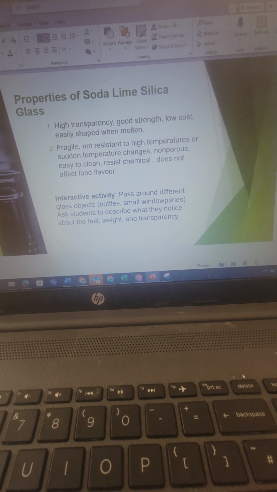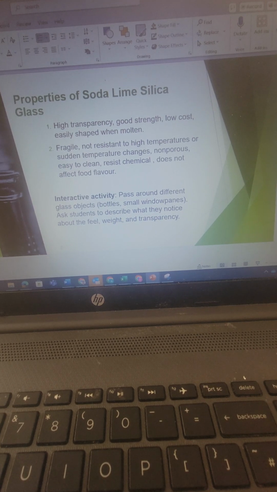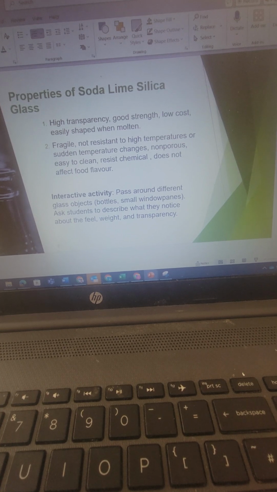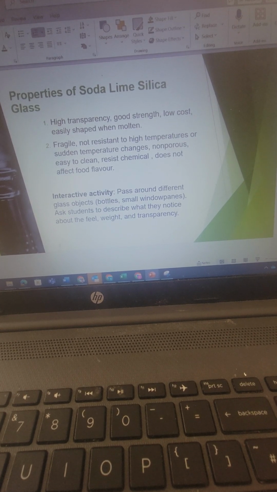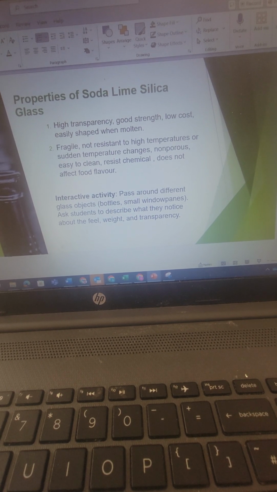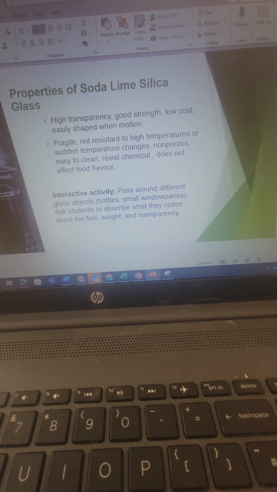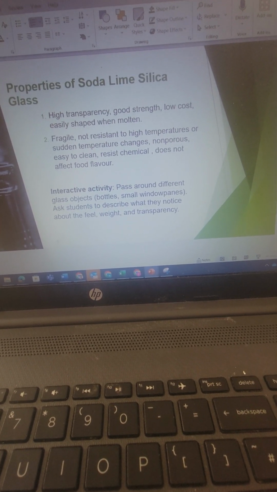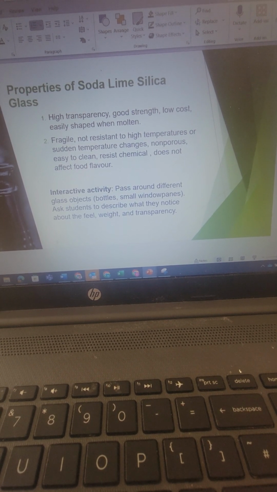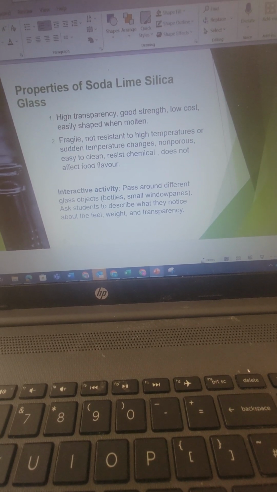You have it in your kitchens, the window panes, the foodstuff bottles, because they don't react with the chemicals, because it has chemical resistance. You use them for foodstuff packaging, light bulbs, all of them are soda lime silica glass. We get them so much at home, and of course in different places. They are also easily shaped when they are molten. That is because of the viscosity.